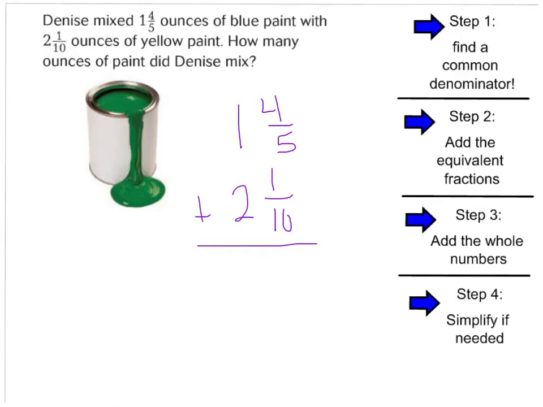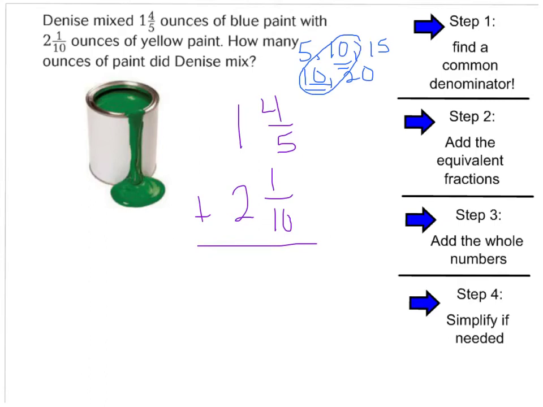Now, I need to add these fractions, but I need to find common denominators first. I cannot add the fractions like they are. So first step is I need to find a common denominator, which means I need to find the least common multiple of 5 and 10. So let me list my multiples of 5. If I count by 5s, I can say 5, 10, 15. I'm going to stop there because look at the number that I just said. I said 10, so let me do my multiples of 10 and you'll see why it's simple. 10, 20. Now see that I have a least common multiple of 10. So that's the one I'm going to use.